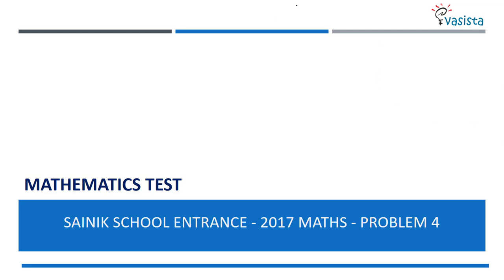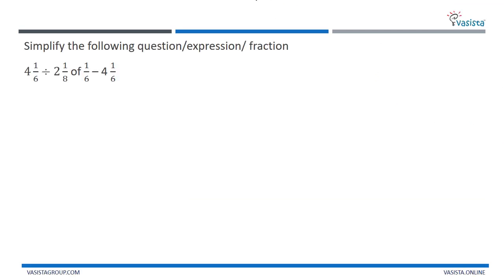Fine, let us start solving the fourth problem here. Simplify the following expression or fraction. Let us simplify it. What they have given is 4 1/6 divided by 2 1/8 of 1/6 minus 4 1/6.